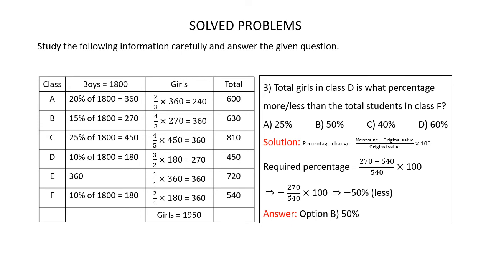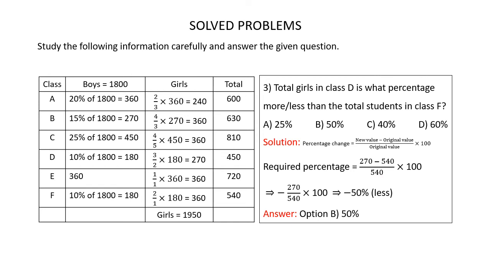So let's use the formula. Percentage change is equal to new value minus original value divided by original value multiplied by 100. Here the original value will be the value that comes after the word than. So after the word than is the total students in class F. Now according to this table, the total number of students in class F is 540. So 540 comes in the denominator.